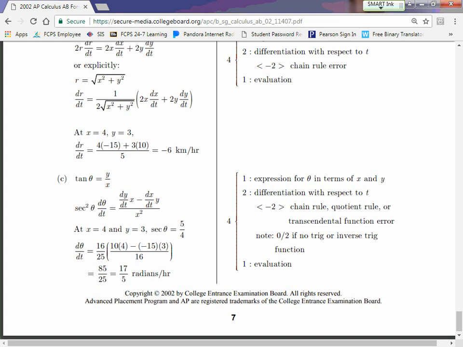So let's go and take a look through your trig related rates for right now. So look through your trig related rates, and then we'll go over questions you still have.